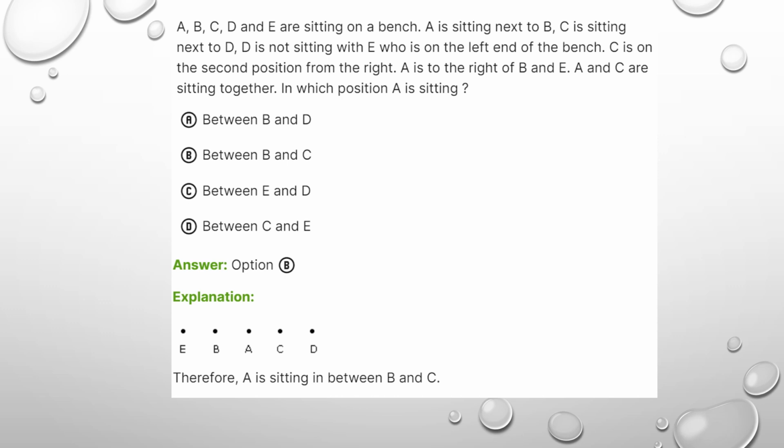Now the next clue is given as D is not sitting with E. So it means that D and E are too far. And where is E? The third sentence indicates who is on the left end of the bench. So now the end character of the bench, that is the left end, is fixed with this sentence, that is E. Now C is on the second position from the right. So now we have the confirmed clue for the second position from the right, that is C here.